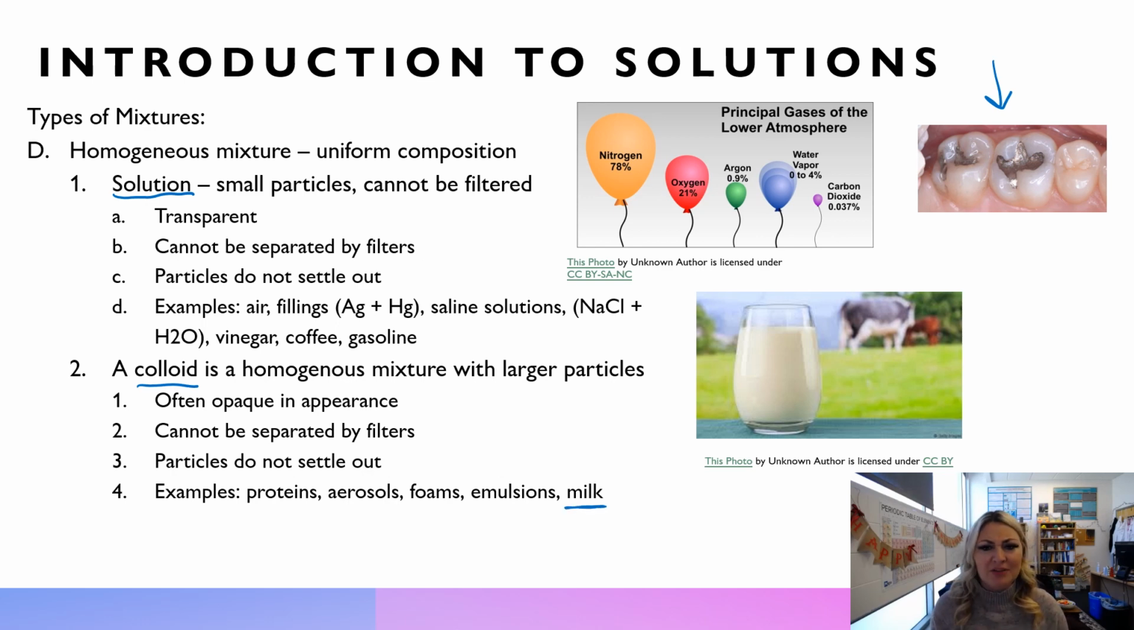Milk is probably the one I can imagine the most, so I put the picture there. Again, milk is going to be a mixture of sugars and proteins and water, but we can see that it doesn't settle out, especially when it's been homogenized. So homogenization makes sure that it stays uniform and that you don't get a separation of that fat and the other parts of the milk.